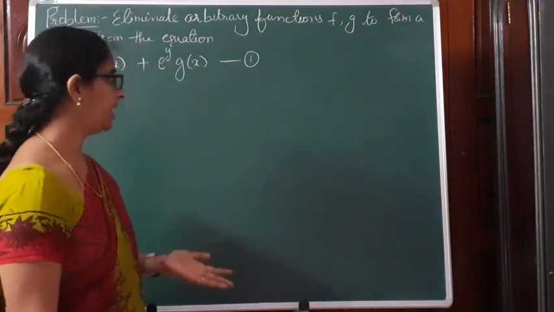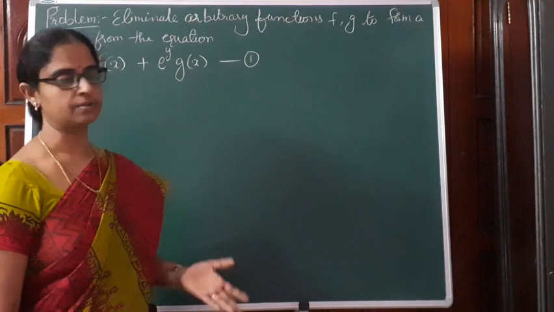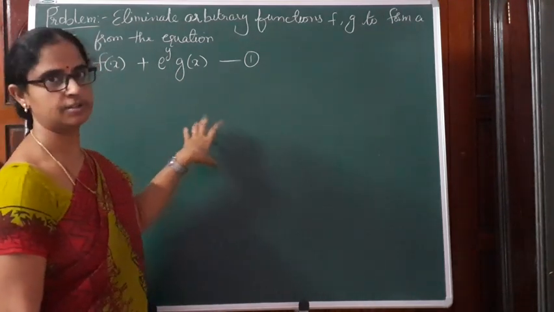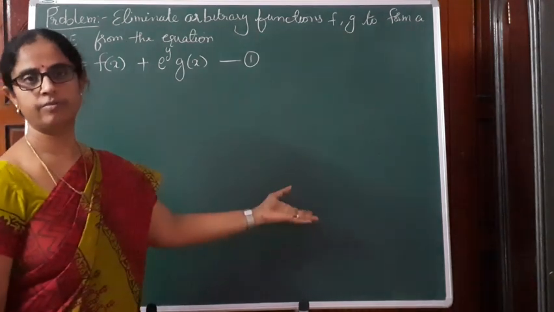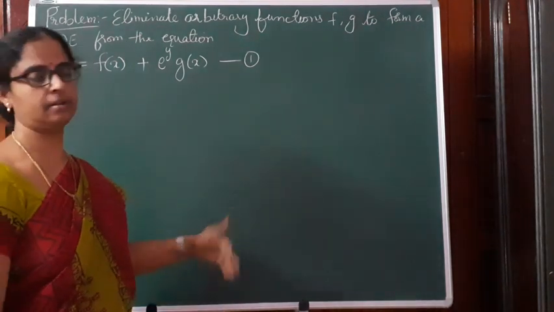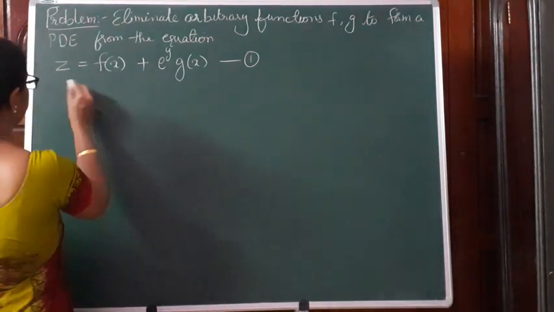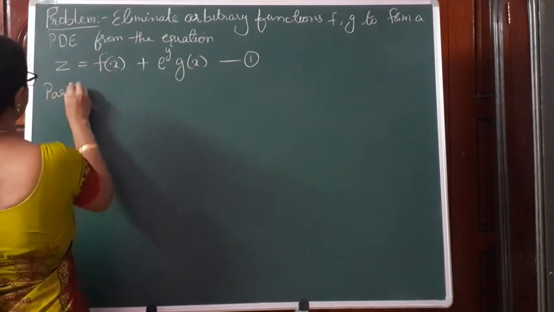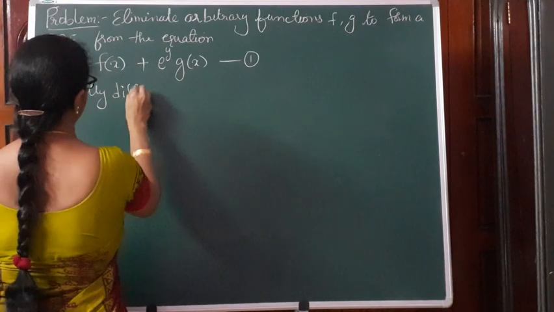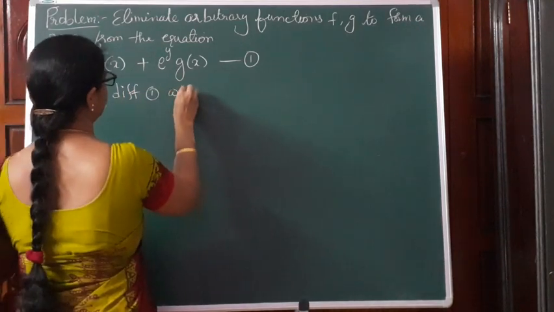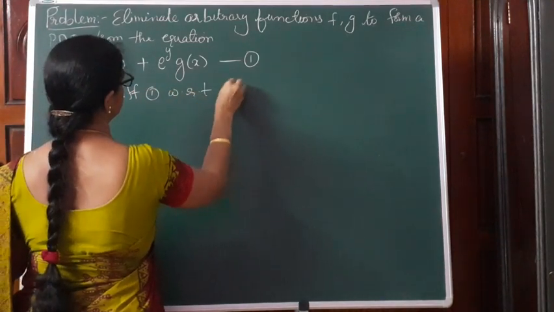For that we may need higher order derivatives also. First let us try with first order partial derivatives. If we cannot eliminate f and g, then we go for higher order, second order, and if not, third order also. So first partially differentiate this equation with respect to x. Partially differentiate 1 with respect to x.